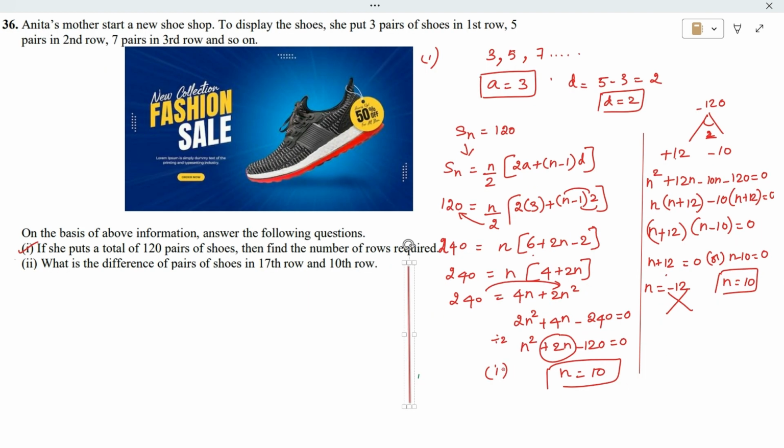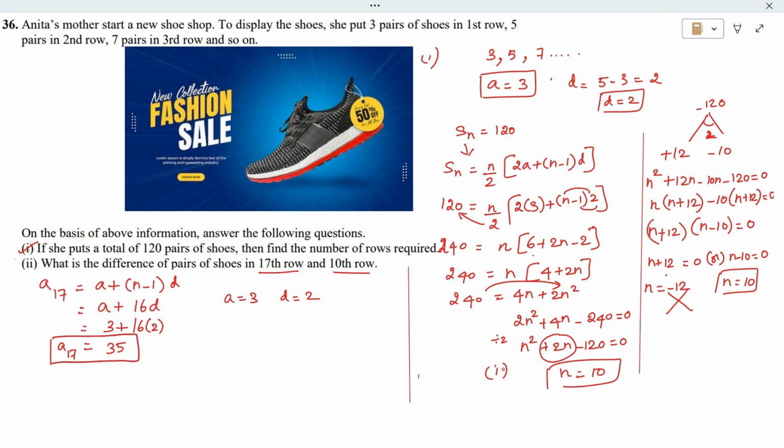Now come to the second question. What is the difference of pairs of shoes in the 17th row and the 10th row? So 17th row means A17. Okay, that is A plus n minus 1 times D is the formula. So it is A plus 17 minus 1, that is 16D. So we have A is 3 and D as 2, right? So substitute here. So you will get 3 plus 16 times 2, that is 35, right? So A17 is 35. Now the 10th row.